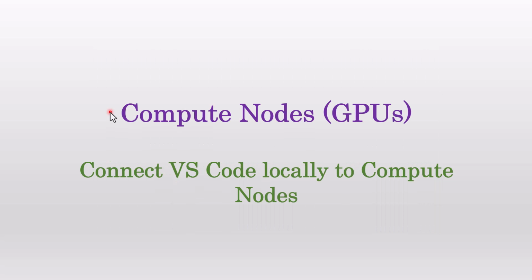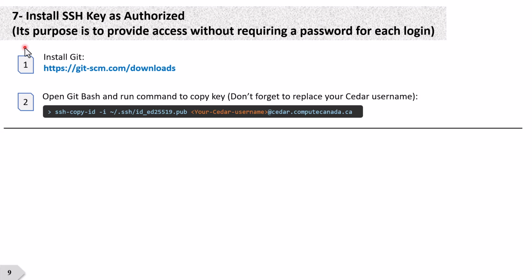Now let's shift to directly connecting VS Code to the compute nodes instead of just the login nodes. This allows us to use GPUs for our code instead of just CPUs. First, we install our SSH key again to authorize direct access without a password to any nodes we get assigned later.